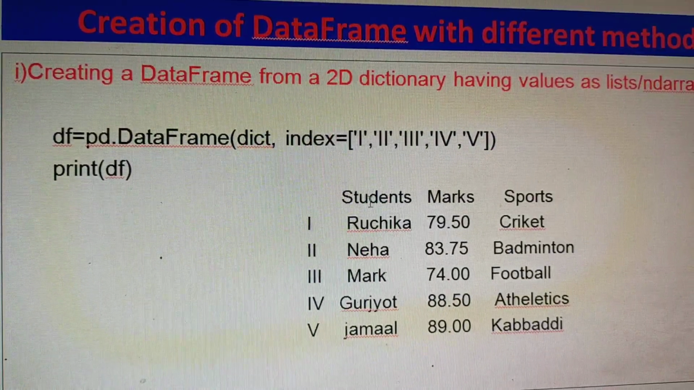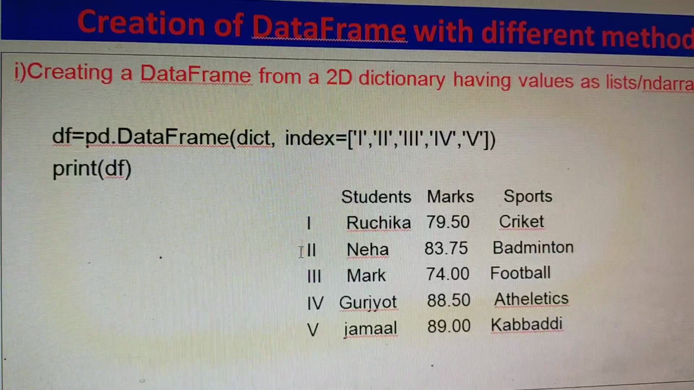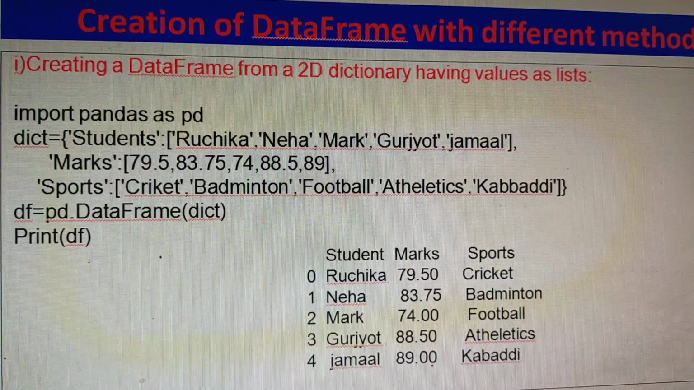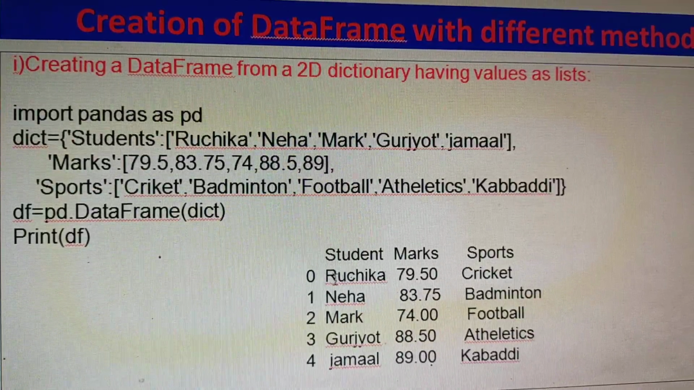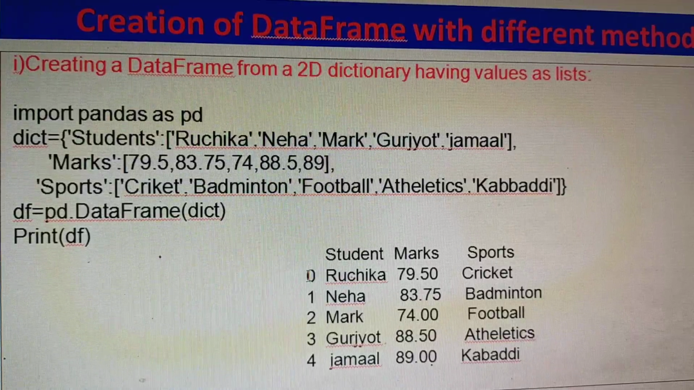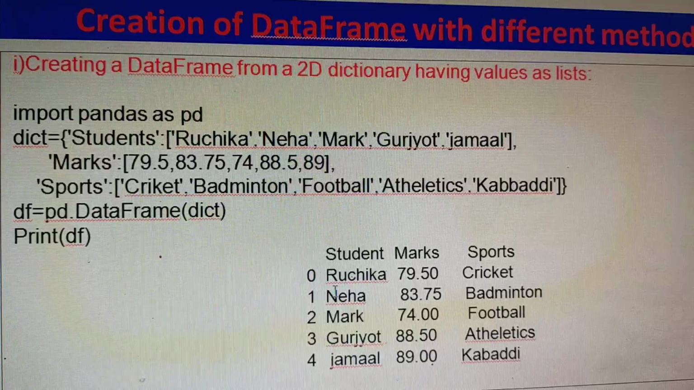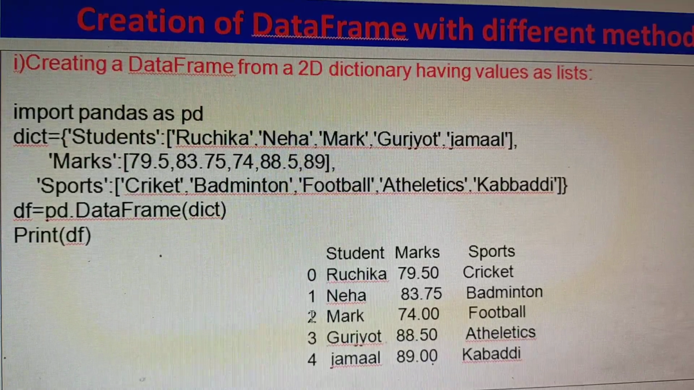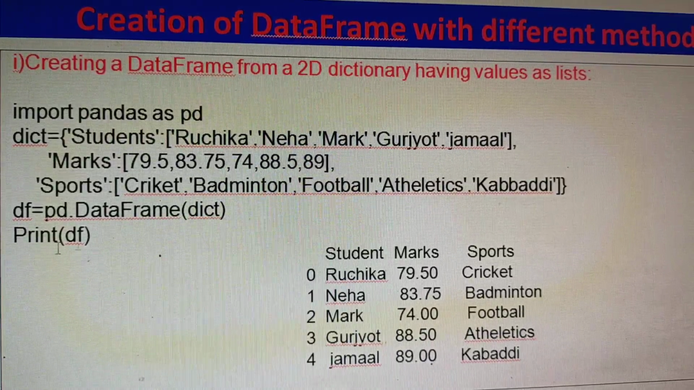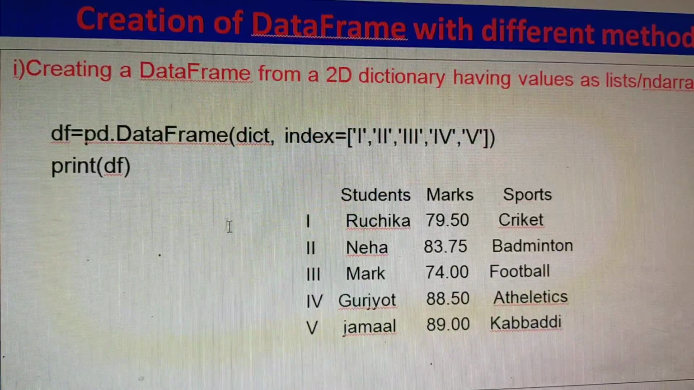Same data frame with the different index. आपने देखा इसमें इस डेटा फ्रेम के अंदर जो इंडेक्स है वो 0, 1, 2, 3, 4 that is the default index. अगर आप इस इंडेक्स को चेंज करना चाहते हैं तो फिर आपको इंडेक्स ऐड करना पड़ेगा.